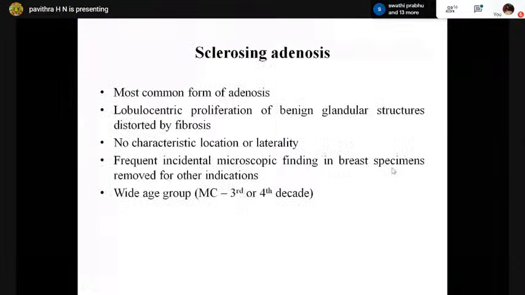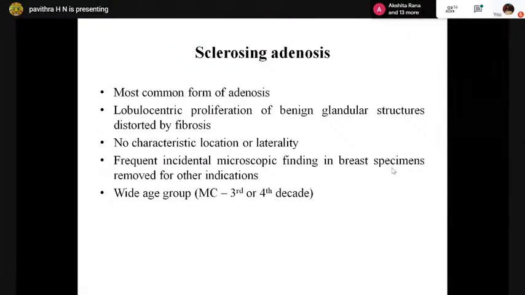And the other one is sclerosing adenosis. This is one of the most common forms of adenosis, where there will be lobulocentric proliferation of benign glandular structures. They are distorted mostly by fibrosis. The main thing in this adenosis is proliferation of glands. Along with that, there is extensive fibrosis also, which you can see. Though the amount of fibrosis may vary, it does not occur in one particular location. It can occur anywhere in the breast.